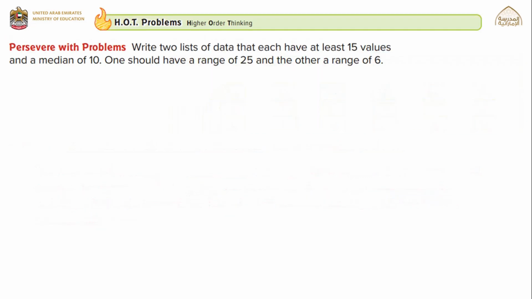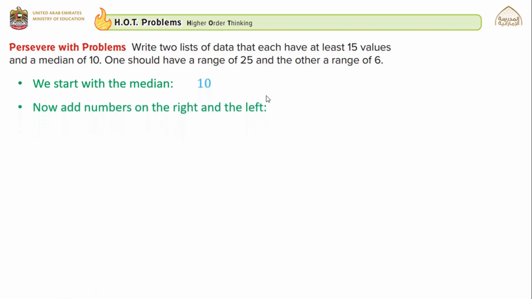Persevere with problems. Write two lists of data that each have at least 15 values and a median of 10. One should have a range of 25 and the other a range of 6. So here we start. We will start with the median. The median is 10, and then we will add numbers on the right and the left. We need to make the total 15 values.